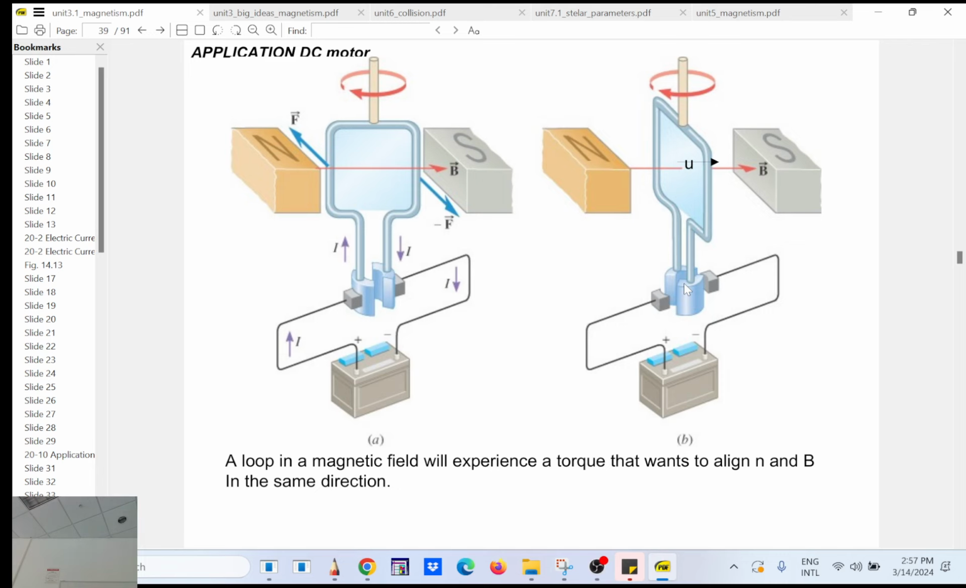So if you want to build a motor, you get extra credit. The better your demo is, the more extra credit you get. If it's a baby demo, you get baby extra credit.